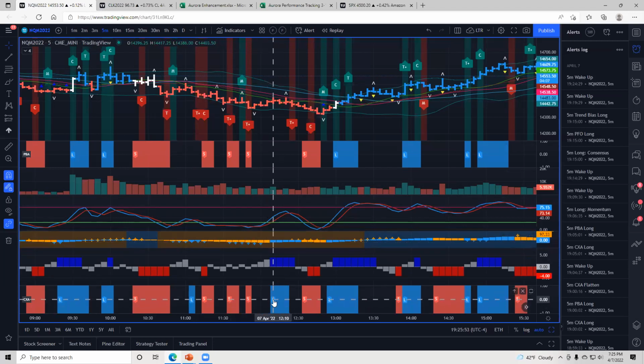Here you have CXA and PFO, but you have no PBA, and you have a conflict on price bar color. So we're not going to take a trade like that.